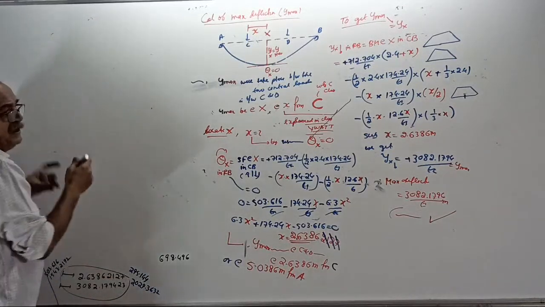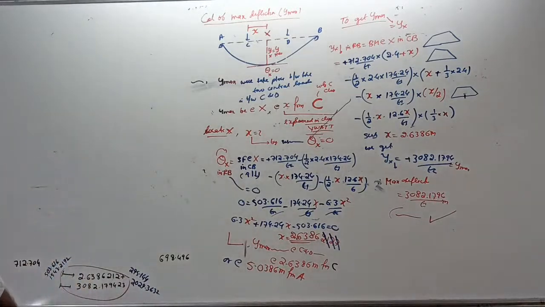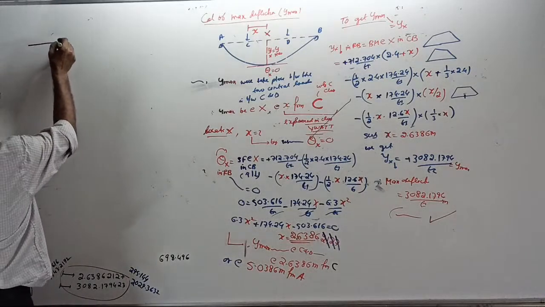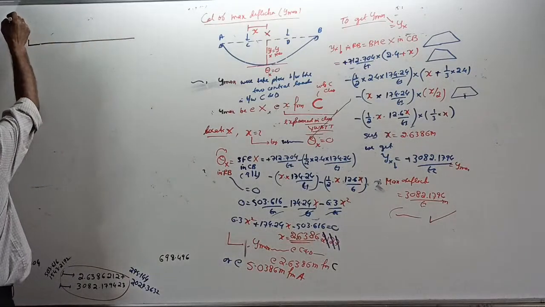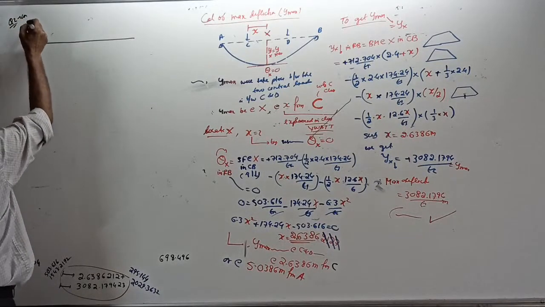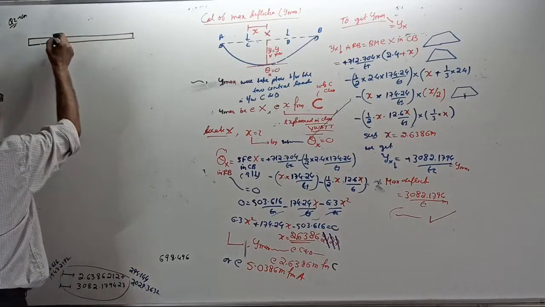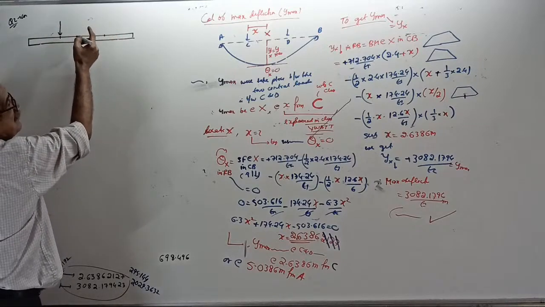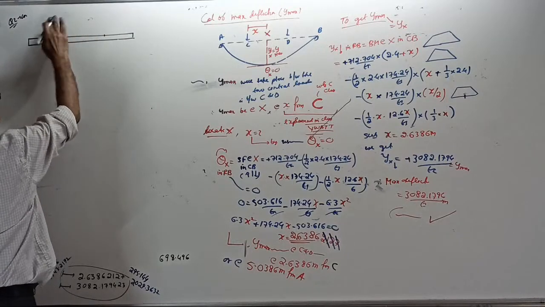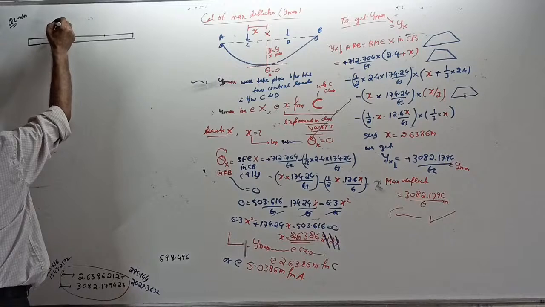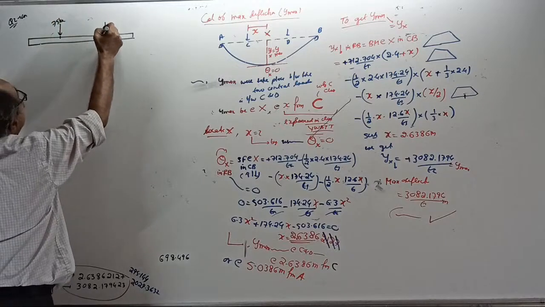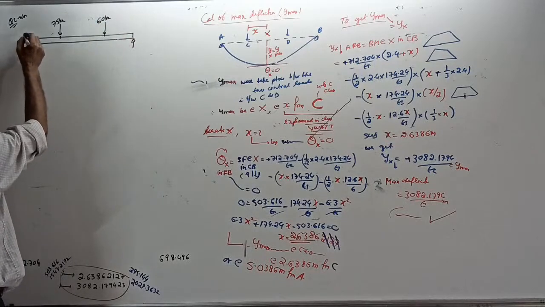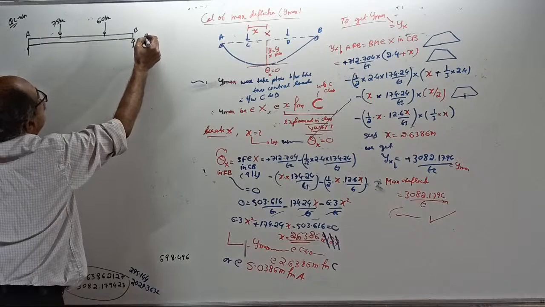Reactions already calculated. I told you. Already I calculated the reaction. Oh, now I forgot the reaction. Question 2 continued. Simply supported beam. This is at 3.6. This is 2.4. This is 75 kilonewton. This is 75 kilonewton. This is 60 kilonewton. This is the reaction, A and B. This is the real beam.